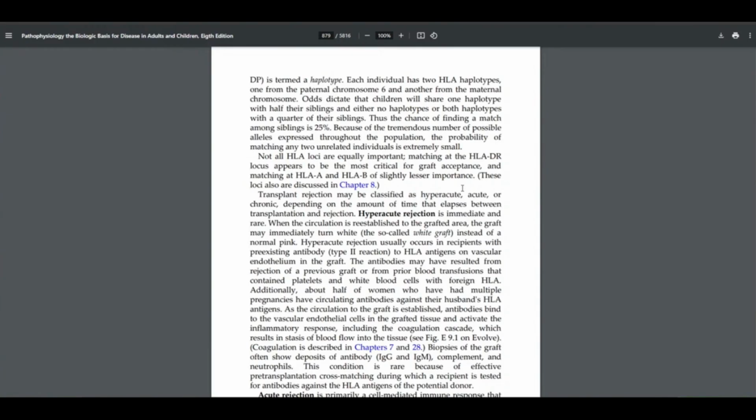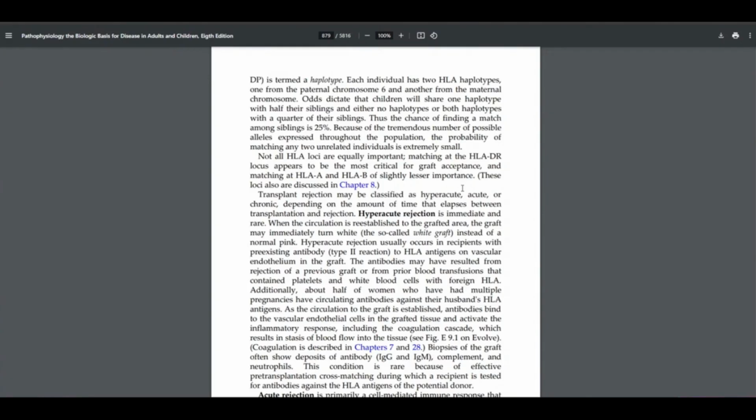Each individual has 2 HLA haplotypes, one from the paternal chromosome 6 and another from the maternal chromosome. Right, we definitely read that. Odds dictate that children will share one haplotype with half their siblings and either no haplotypes or both haplotypes with a quarter of their siblings. Thus, the chance of finding a match among siblings is 25%.